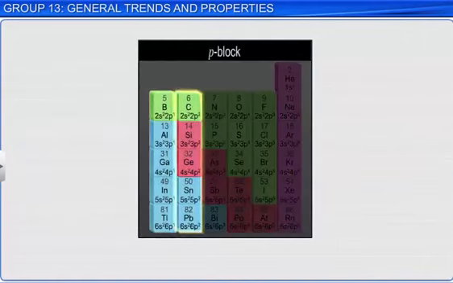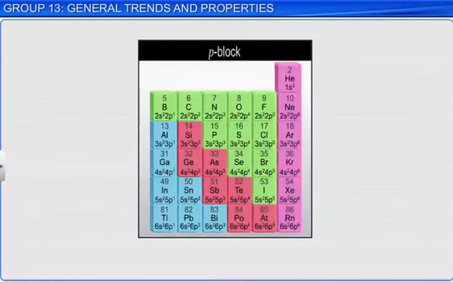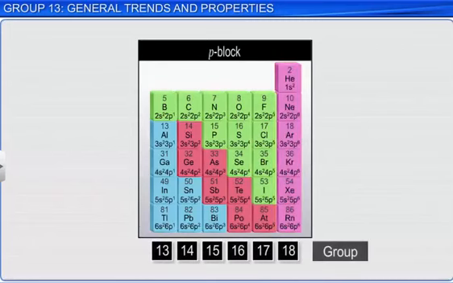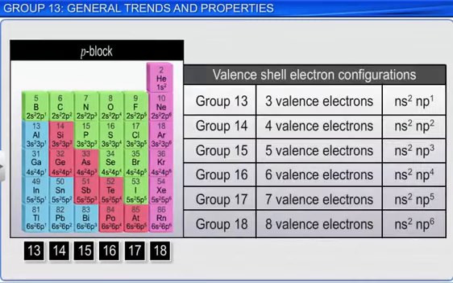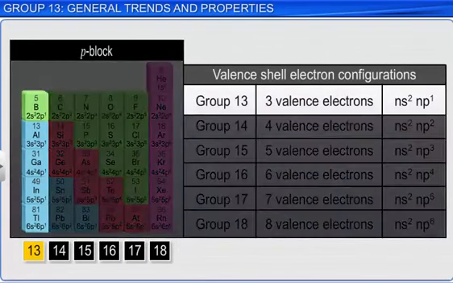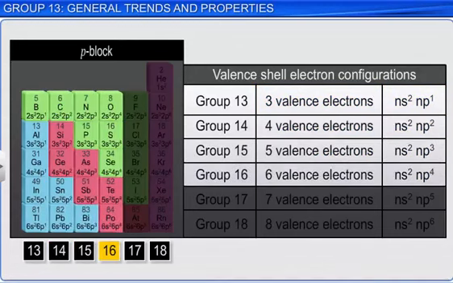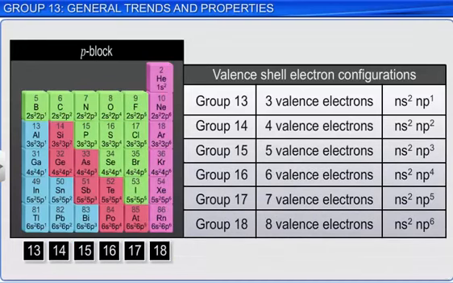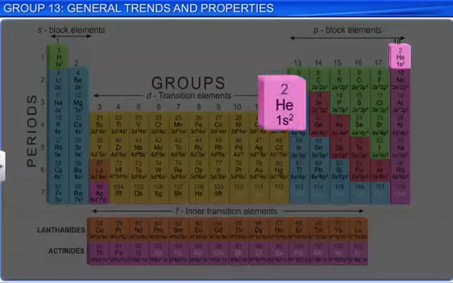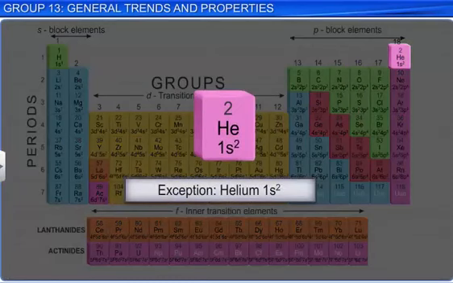This is why there are 6 columns in the p block. There is a simple relationship between the group number, the number of valence electrons, and the electron configuration. Group 13 has 3 valence electrons, and the electron configuration ends as ns2 np1. As we move across each column to the right, the groups each gain an additional valence electron. The exception, of course, is helium, which has only 2 electrons.